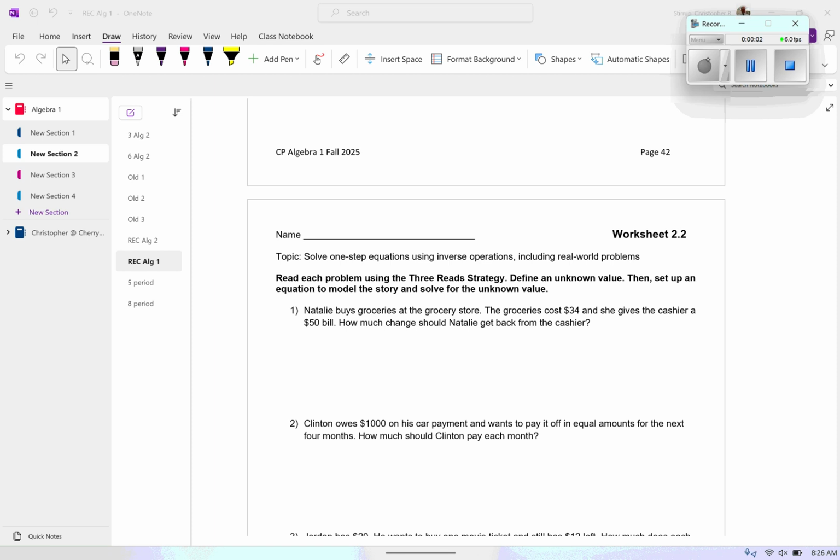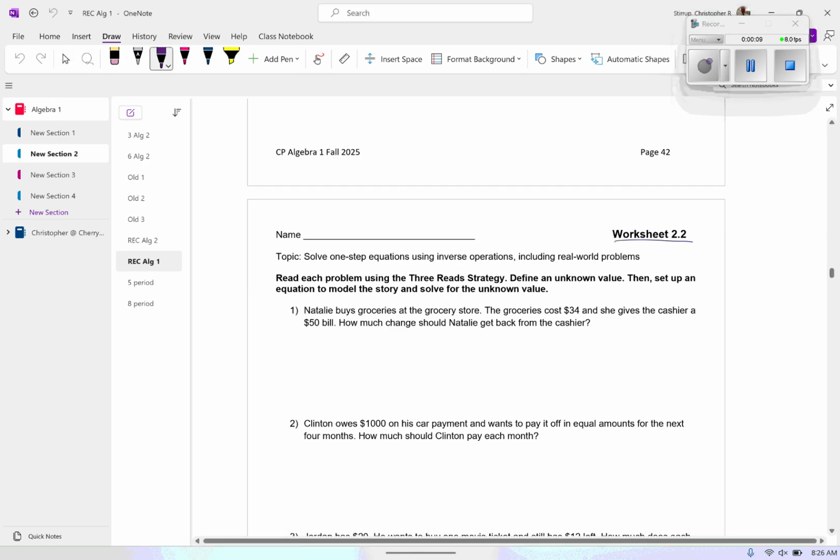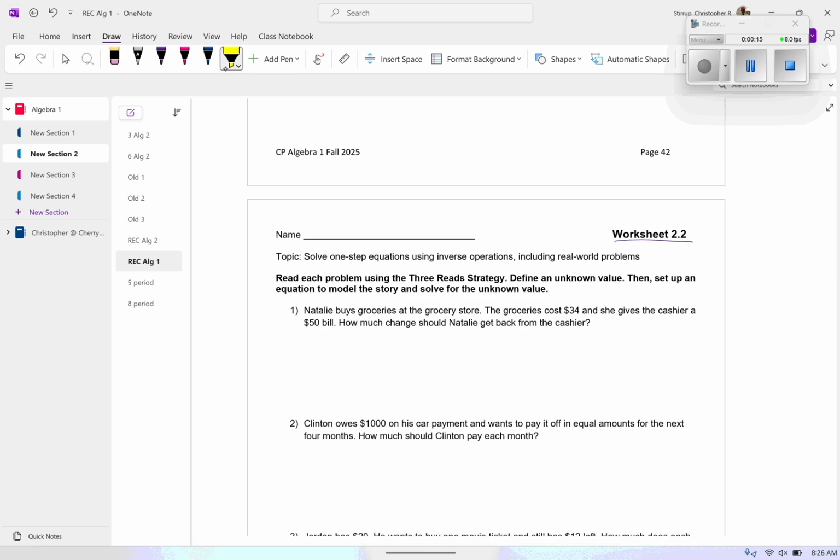Hi, Algebra 1. We're going to run through worksheet 2.2 and then we will go and lecture about 2.3. So make sure you have this page out. We're going to read this word problem. So let's read it first before we start doing anything.